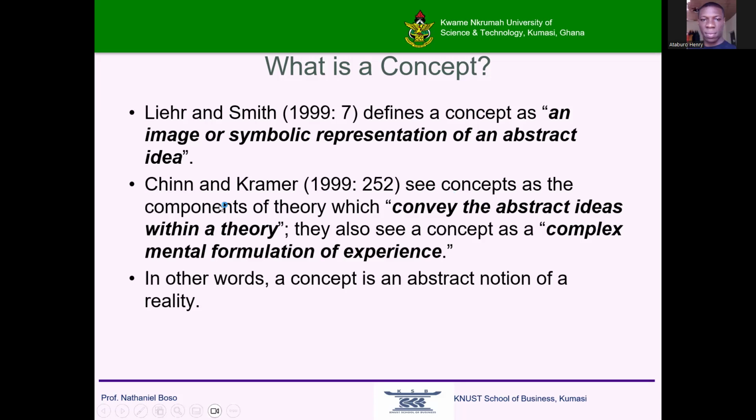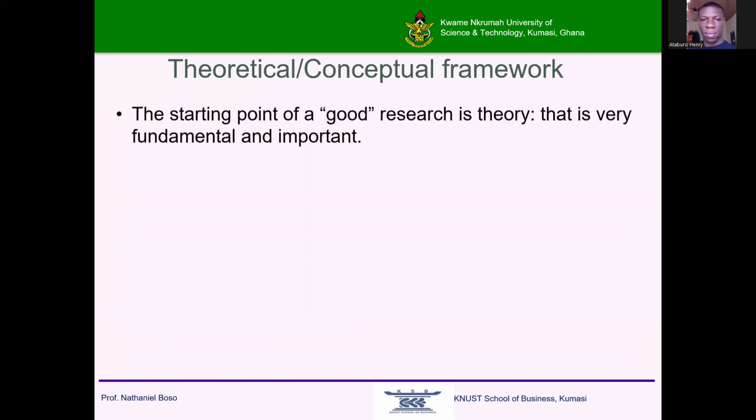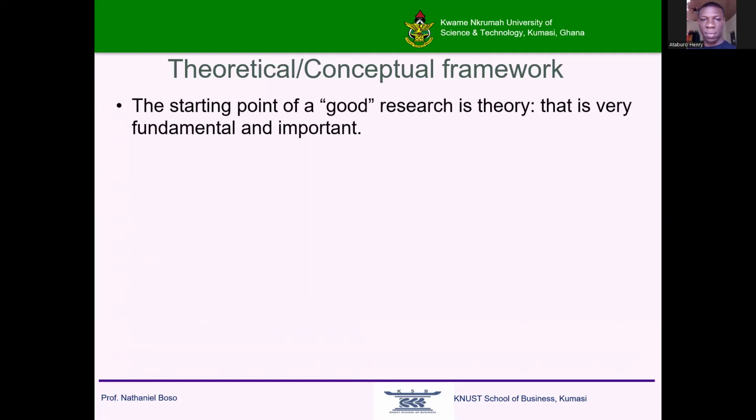So that component of theory called concept, another author also defines it as: concepts are the components of theory which convey the abstract ideas within a theory. They also see a concept as a complex mental formulation of experience from reality, from what has been happening around us. In other words, a concept is an abstract notion of reality, as simple as that. Now, let's build it up to coming out with a theory.